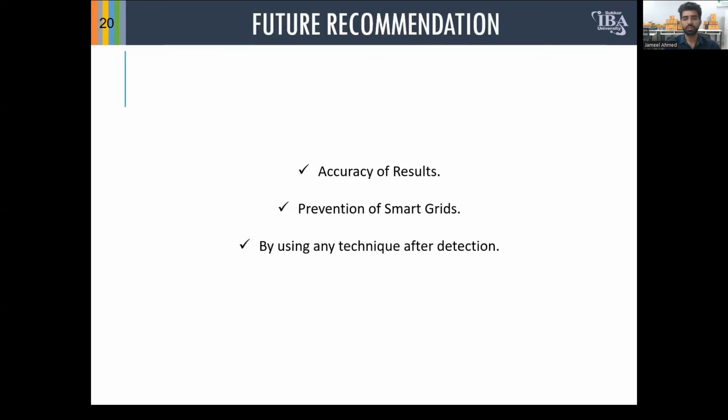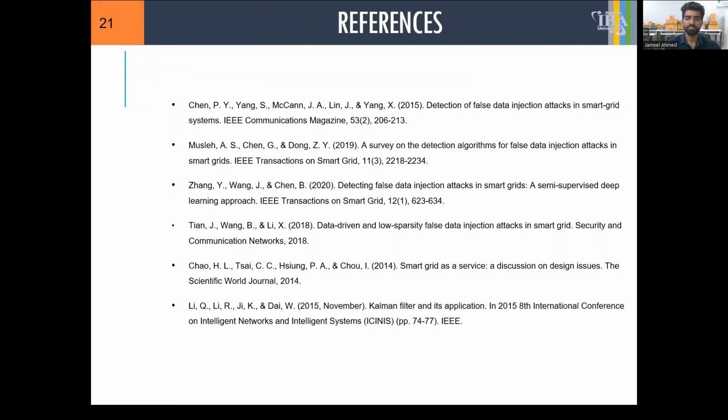Future recommendations: we will be working on more accurate results. Currently we only worked on the detection of false data injection in the smart grid. We haven't gone into prevention. So after detection, in future we can go with immediate alarm generation and immediate action after detection of that false data. So in future we can go for prevention in smart grids, using any detection technique. These are the references that we used for our project.